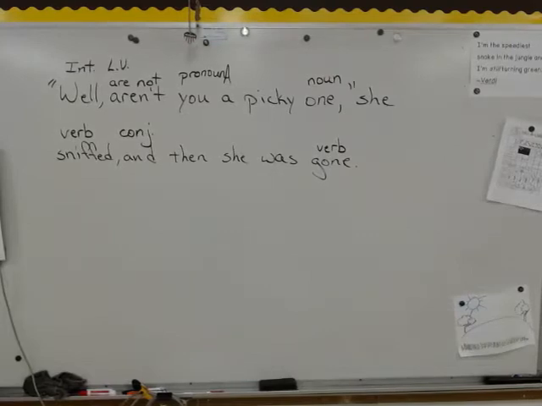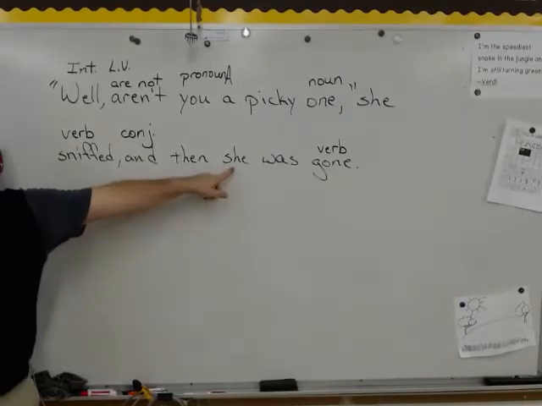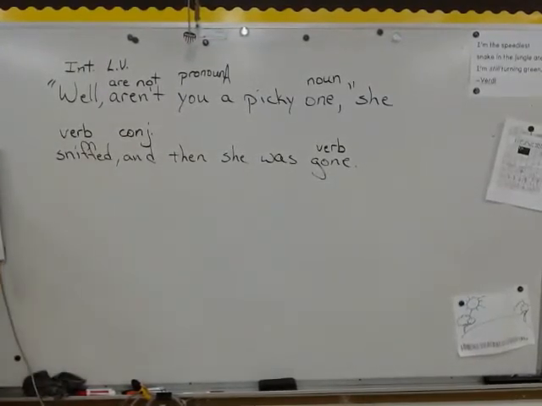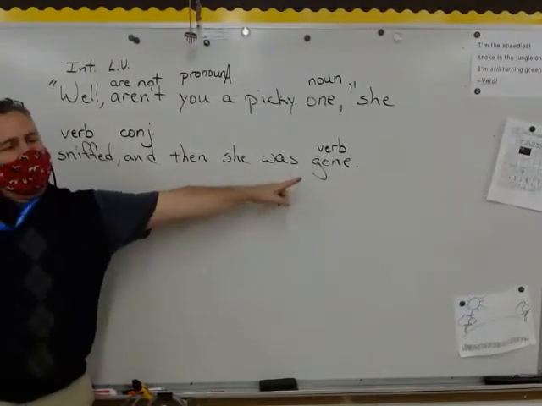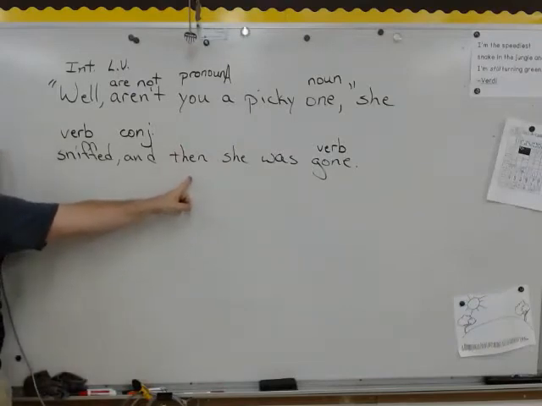Who's got another one? What do you have? Then is a adjective. It's not an adjective. Because it doesn't really tell me more about she, does it? It does tell me more about something. For example, if I asked you, when was she gone? She was gone then. So what kind of word would then be?